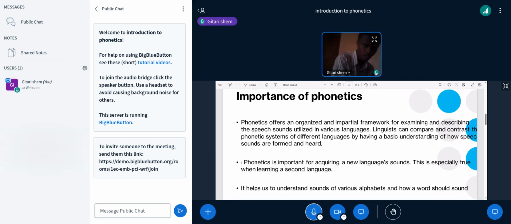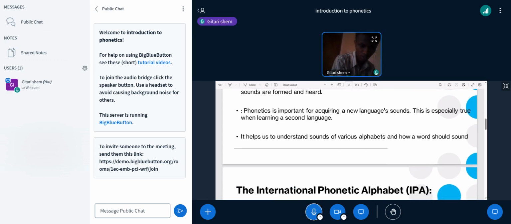Importance of phonetics. Phonetics offers an organized and impartial framework for examining and describing the speech sounds utilized in various languages. Linguistics can compare and contrast the phonetic system of different languages by having a basic understanding of how speech sounds are formed and heard. Phonetics is also important for acquiring a new language sound. This is especially true when learning a second language. It helps us to understand sound for various alphabets and how sound should sound.